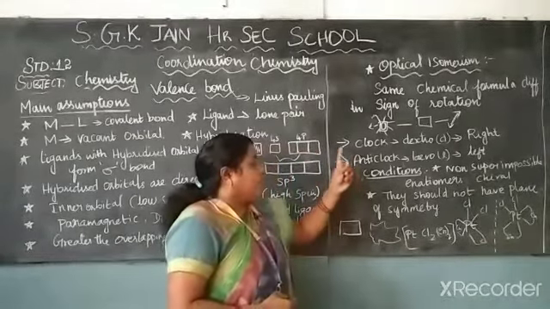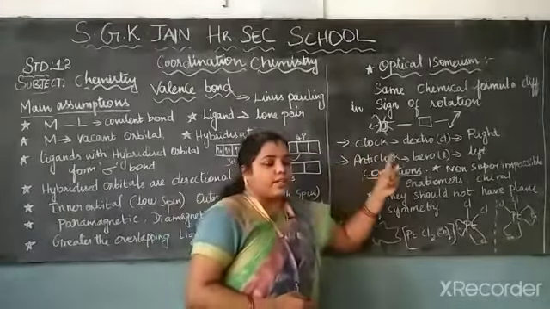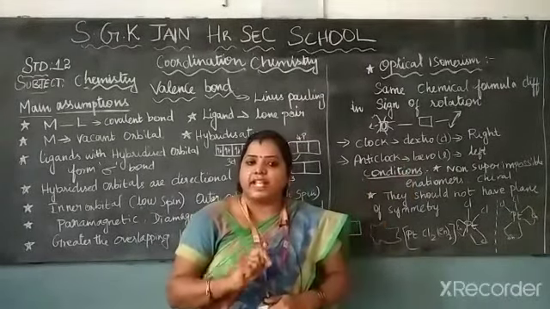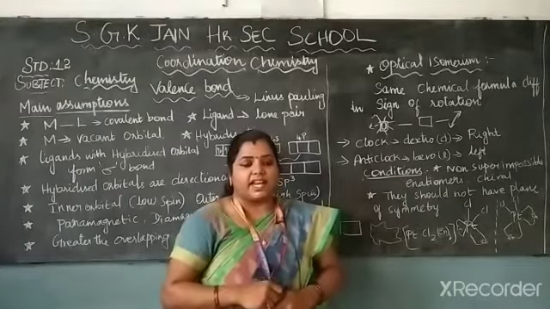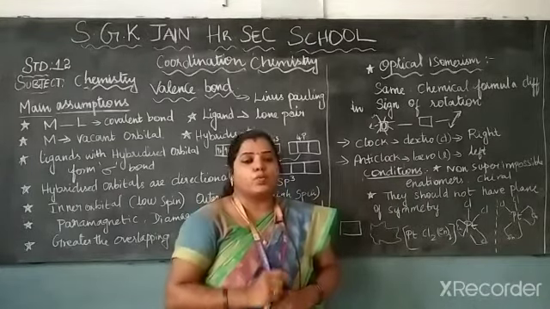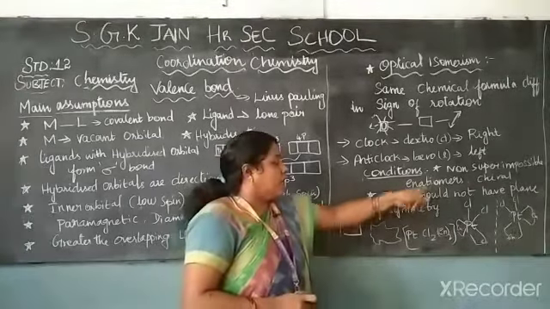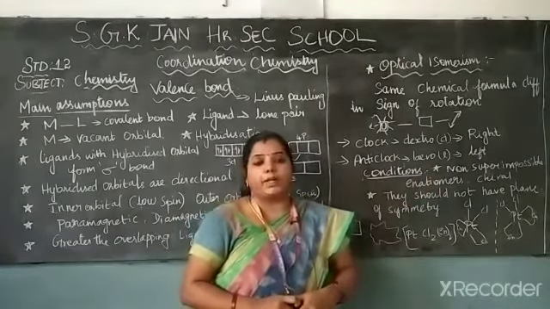And next, if it is rotated, what are the conditions? All compounds will not exhibit polarization. They will not show activity under polarized light. There are certain conditions. The first condition is that the compound should be non-superimposable.